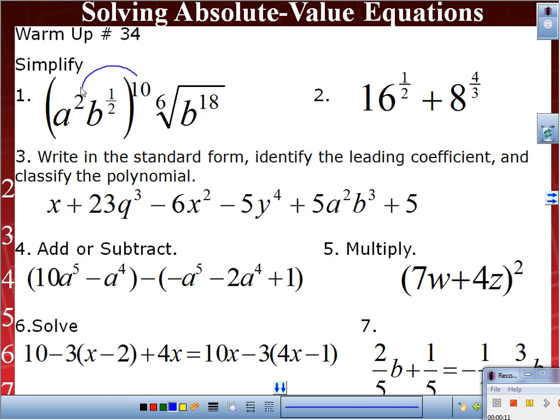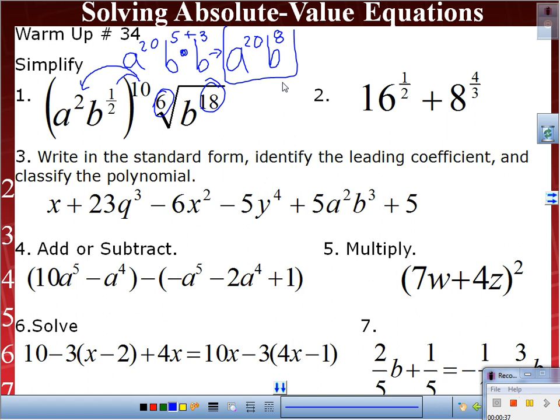So distribute, that becomes a to the 20th, yes? Distribute, that becomes b to the 5th, is that correct? Times, what is 18 divided by 6? B to the 3rd, can we simplify that a little bit more? That is a to the 20th, and this is 5 plus 3, that's b to the 8th. Hands if you got that.